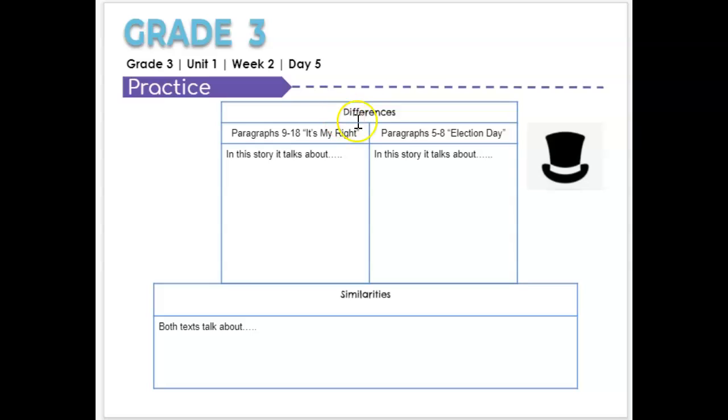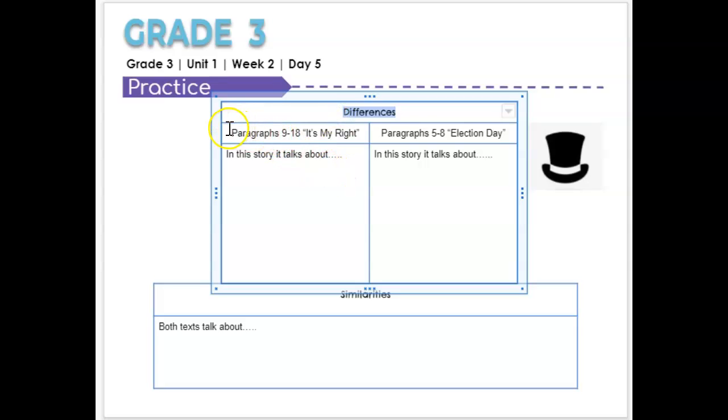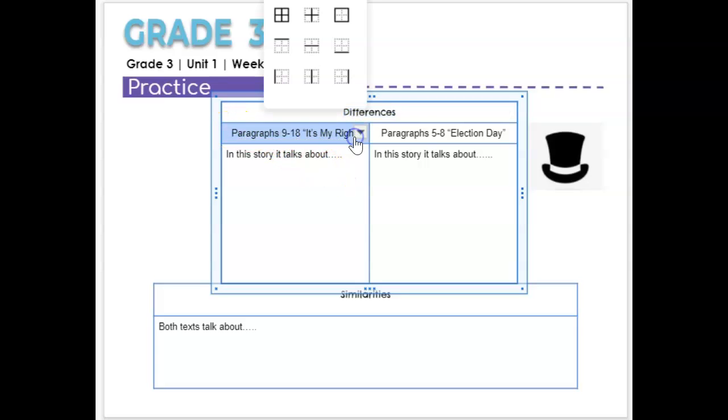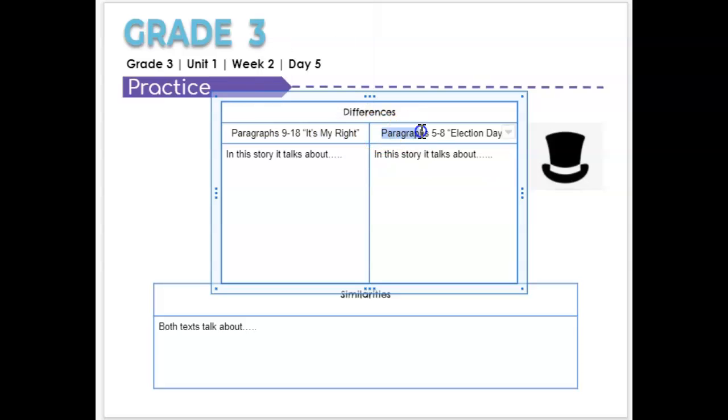So if you look at our top hat organizer, it will help us compare and contrast stories. The top part of the top hat is where you write the differences between two stories. So you've got a column right here for one story called It's My Right, and the second column for the other story of Election Day. So then you would fill out in this column right here what It's My Right is about that's different from Election Day. So for example, there's your sentence starter.